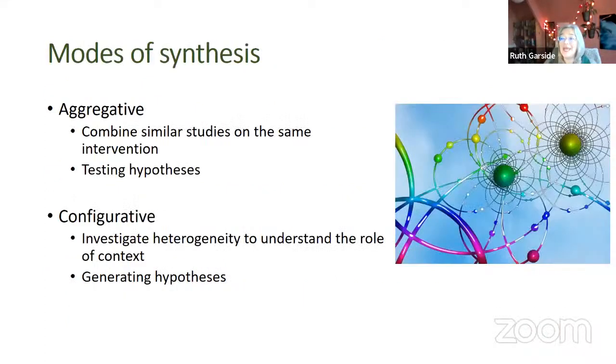So the ways of synthesizing can be aggregative, so combining similar studies on the same intervention and testing hypotheses. So this is often the meta-analysis techniques. But you can also do configurative reviews where you're investigating heterogeneity to understand the role of context and other features in the evidence base. And this might be hypothesis generating. Many reviews of qualitative evidence fall into this, but if you've got a very messy evidence base, that might also be true for quantitative studies.